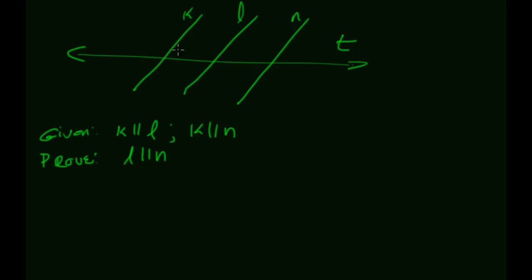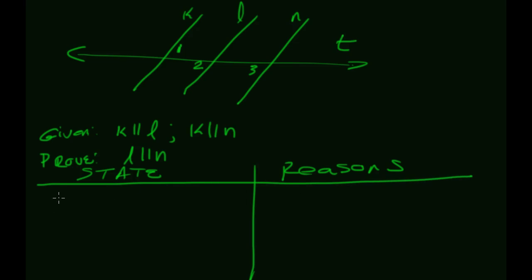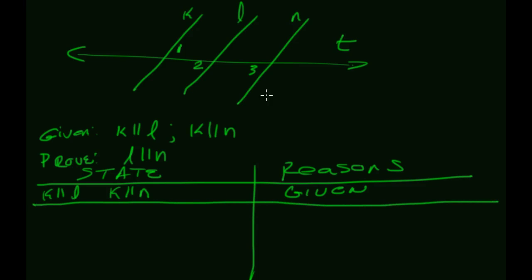And we're going to number some angles. We're going to call this one number 1, we're going to call that number 2, and we're going to call that one number 3. And we're going to make some statements and some reasons. Alright, so right off the bat, we have that K is parallel to L, and K is parallel to N, and that's given to us. Woohoo! That's not earth-shattering, right? But because K is parallel to L, 1 and 2 have to be congruent. Angle 1 has to be congruent to angle 2 because they are alternate interior angles.